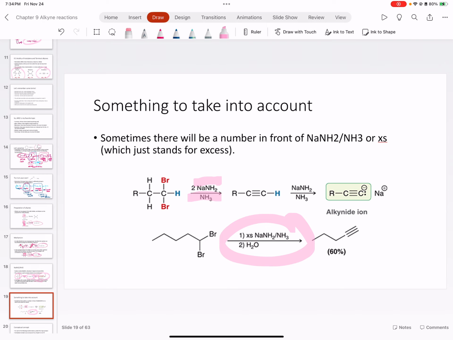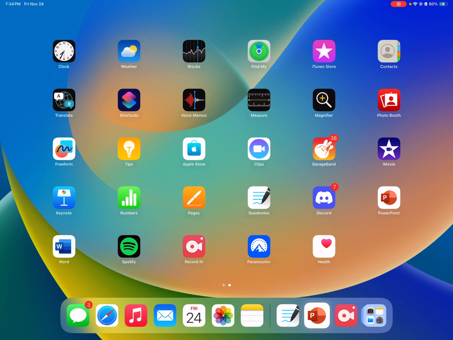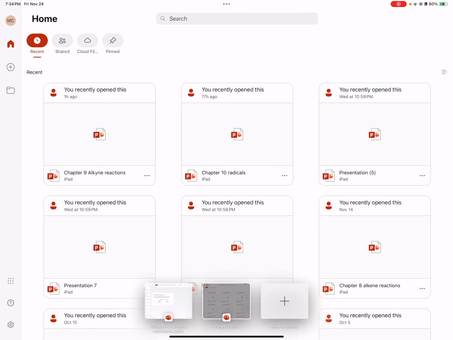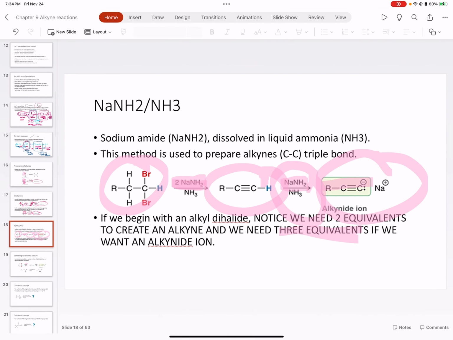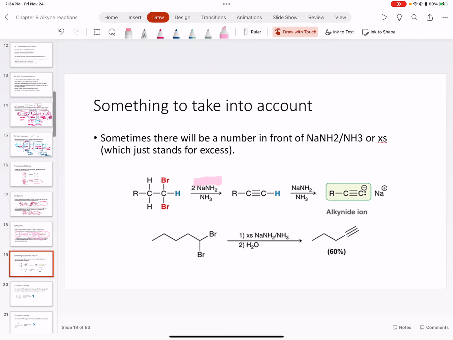I just wanted to show you that there are different ways of writing reactions. Okay, we're still recording. Let me open this one. I want you to be able to see that we have different ways of writing reactions, and we still have our dihalide. We still use this one in excess, and we are still able to get our alkyne.